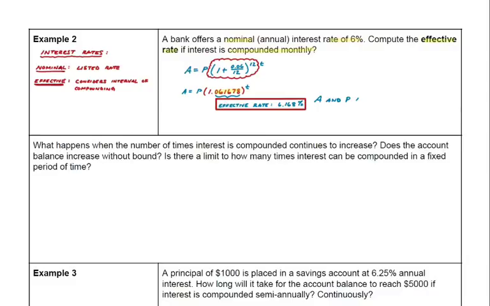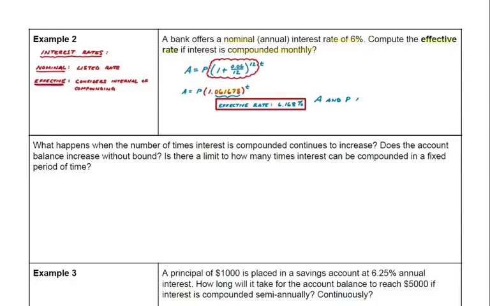You can see that 1.061678 is slightly bigger than 1 plus 0.06. So it took compounding interest 12 times a year, took a 6% listed or nominal rate, and turned it into an effective rate of 6.168%.